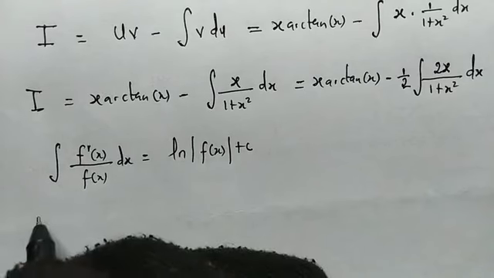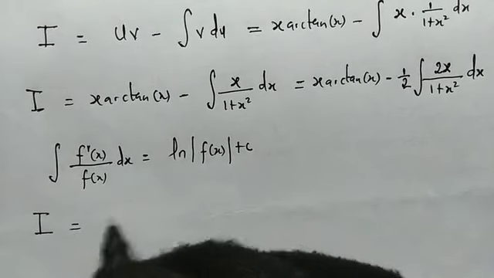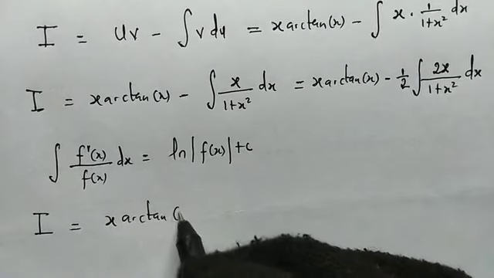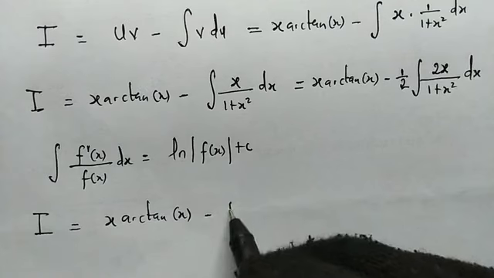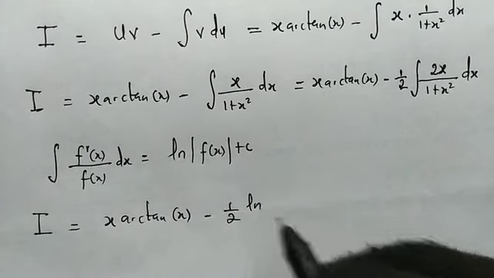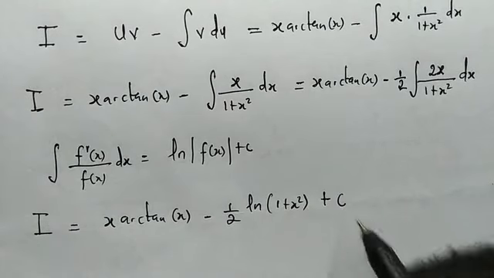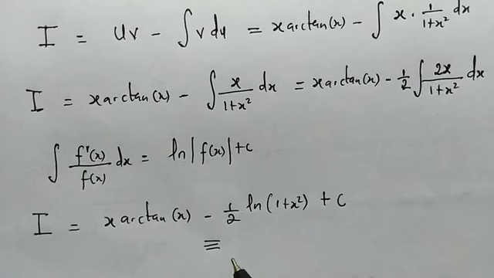So here we have I equals x multiplied by the arctangent of x, then minus 1 all over 2, that would be the natural log of 1 plus x squared, then plus c. And this is the right answer.